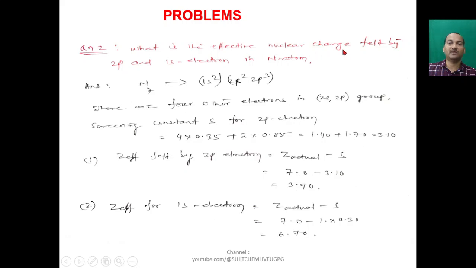Similarly, you can find out the effective nuclear charge felt by a 2p and a 1s electron for the nitrogen atom. Nitrogen has atomic number 7. The electronic configuration is 1s2, 2s2, 2p3. So there are 4 other electrons in the 2s and 2p group. We first find out for the 2p electron. The screening constant will be 4 into 0.35 plus 2 into 0.85, this is the n minus 1 shell. So that becomes 3.10. Z effective equals Z minus S, so 7 minus 3.10 becomes 3.90. Similarly, for the 1s electron it is 7 minus 1 into 0.30, so that becomes 6.70.